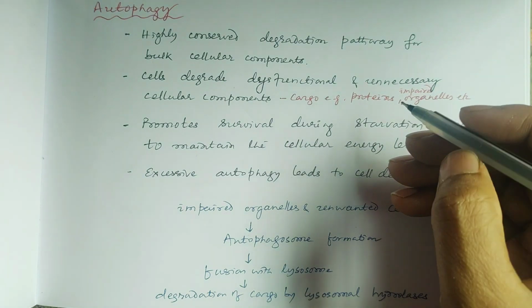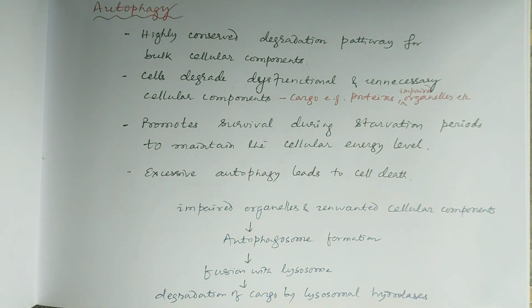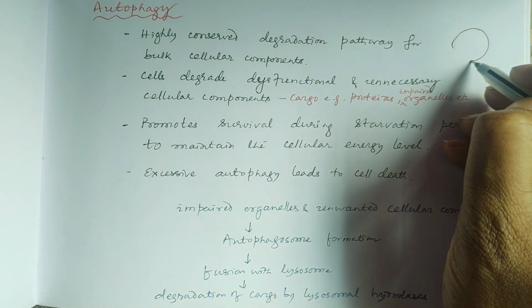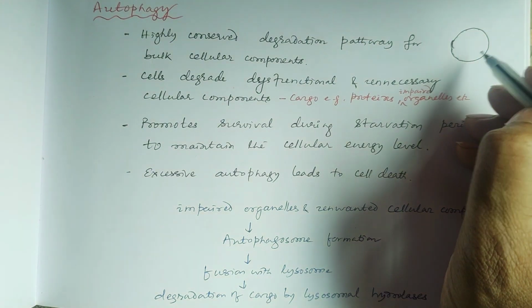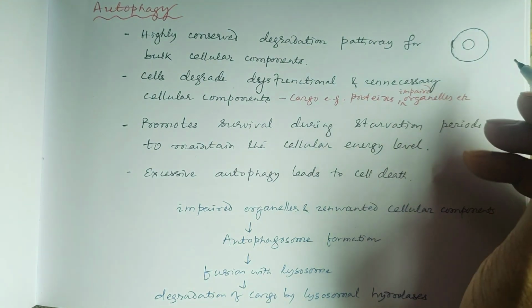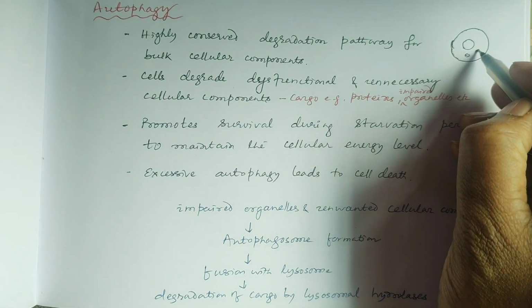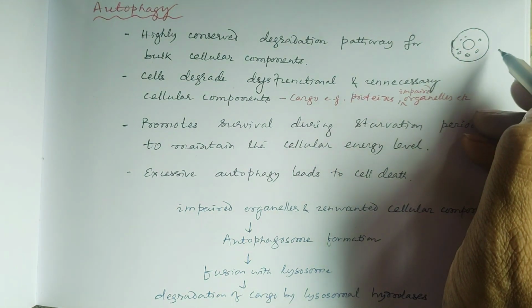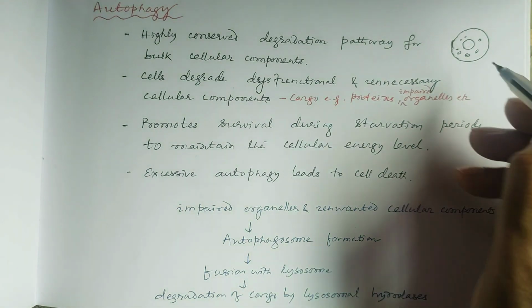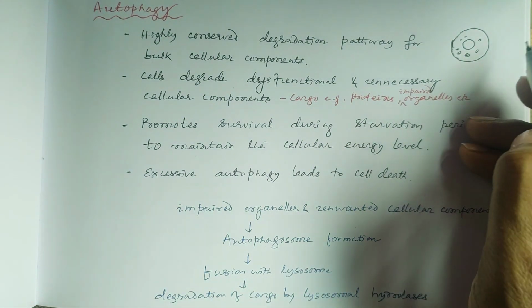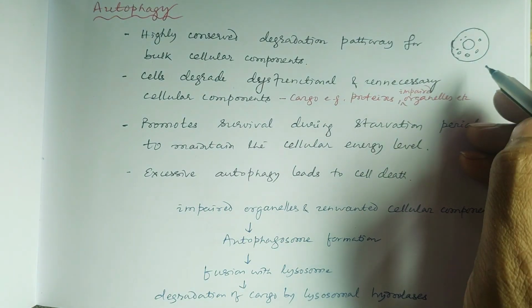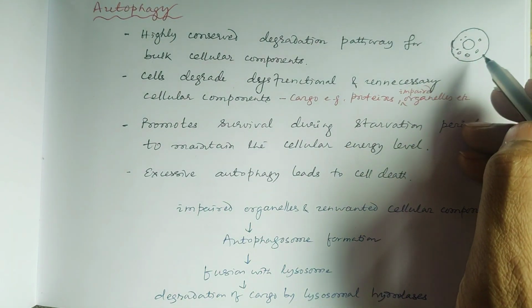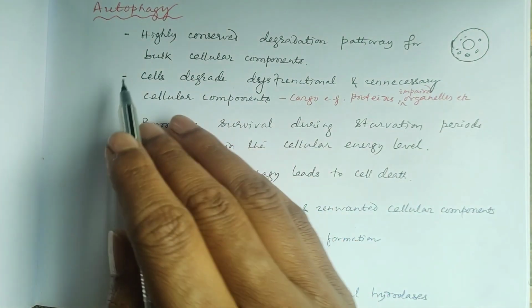Autophagy is a highly conserved degradation pathway for bulk cellular components. This occurs inside the cell, and the cells degrade the dysfunctional and unnecessary cellular components. The organelles are degraded by the cell itself by the process of autophagy. We can call them the cargo: the proteins and the impaired organelles which are dysfunctional and unnecessary. They can be removed, degraded by this process of autophagy.